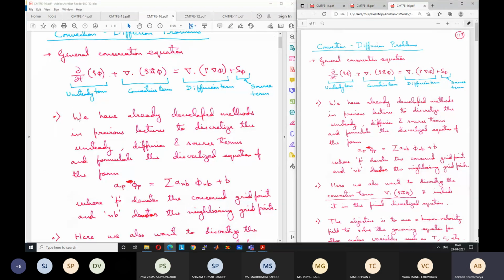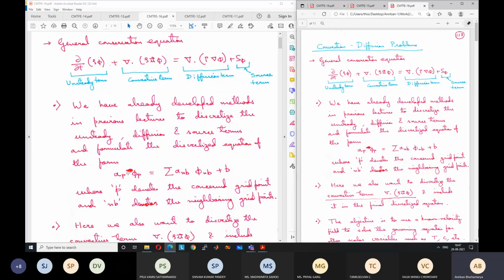To summarize, we have already developed methods in previous lectures to discretize the unsteady, diffusive, and source terms and formulate the discretized equation. What we have seen is that the discretized equation looks of this form: AP phi P is equal to summation ANB phi NB plus b, where phi is a general variable. We have written it in terms of T, but it can be done for any variable, where P denotes the central grid point and NB denotes the neighboring grid points.